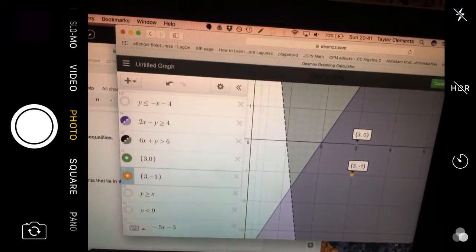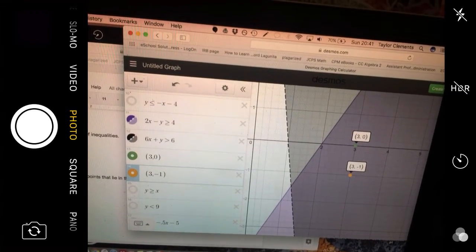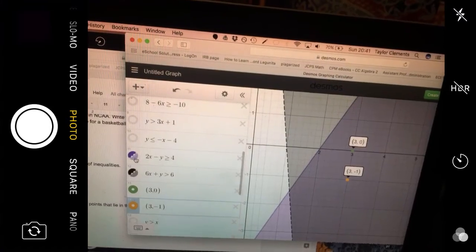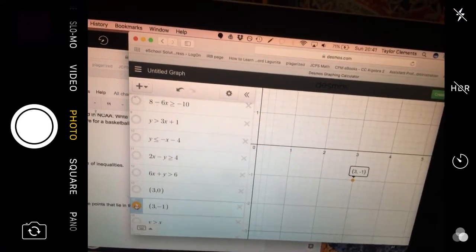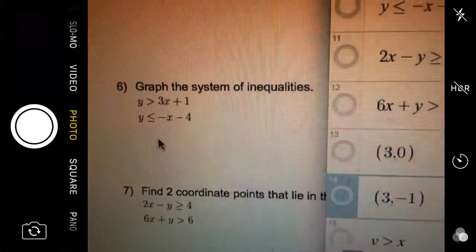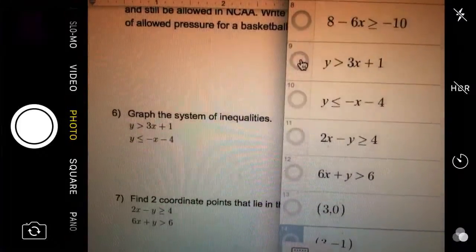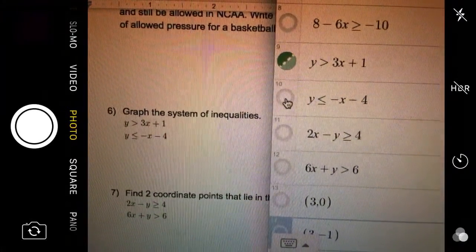Okay, let's look at, did I skip number 6? I think I skipped number 6. Let's go back to number 6 then. So number 6 is just graph this system of inequalities. I already got it set up over here. y is greater than 3x plus 1. y is less than negative x minus 4.